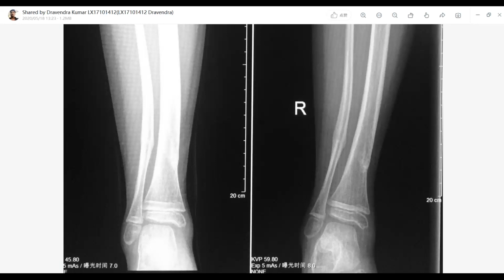Yes? Is this clear? Okay, now what about the other films? What about the other film? Here, okay, the fracture is present down here in the distal end of the, is it tibia or fibula?